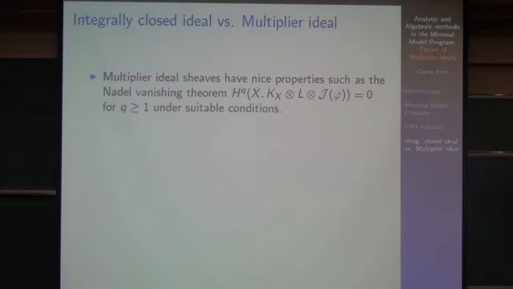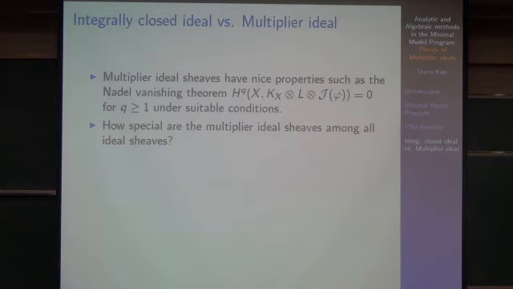Okay, then most probably it may not be the case that for arbitrary ideal sheaves, you don't expect to have these kind of vanishing theorems. So you want to ask how special these multiplier ideal sheaves are among all ideal sheaves or among all ideals. Actually, the question is essentially a local question. So you want to ask how special these are.